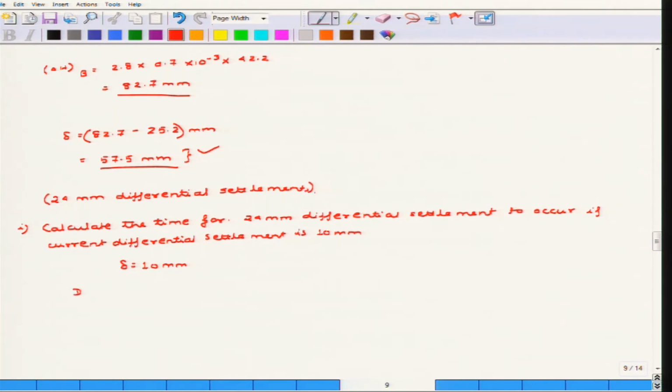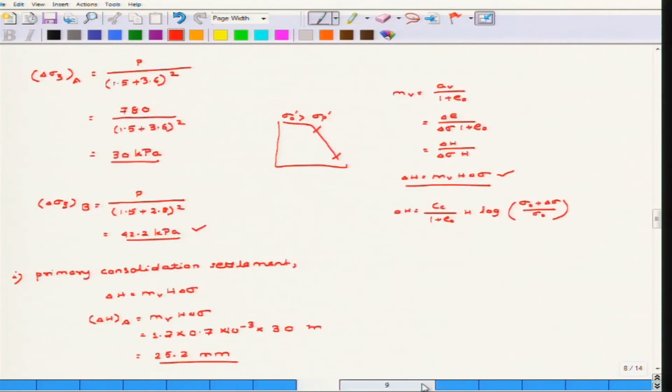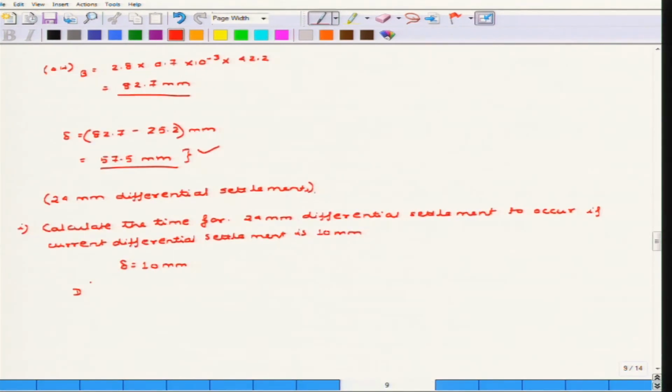So let us first find out, just like the previous problem, the extra load that is imparted to find out a settlement that is to be caused within the 4 months. Here also similarly you will find out what is the degree of consolidation at present going on in the soil.